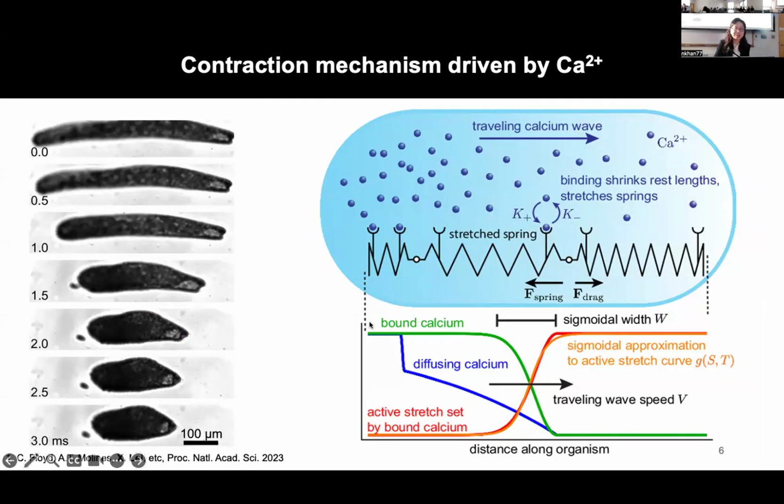Let me help you go through these beautiful schematics one by one. If you can see my mouse here, what happens is the calcium here, we model the myoneme as a spring. And what happens here is the calcium wave travels along the whole body of the cell. The stretching of the spring leads to the local contraction, and then it will make the whole body, the whole cell, contract.